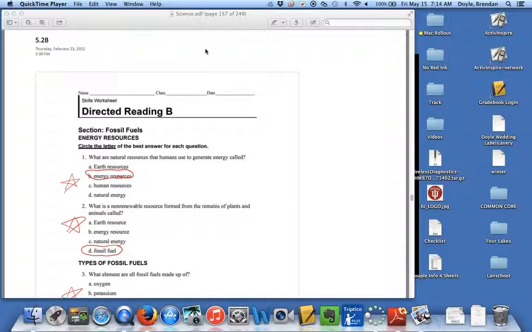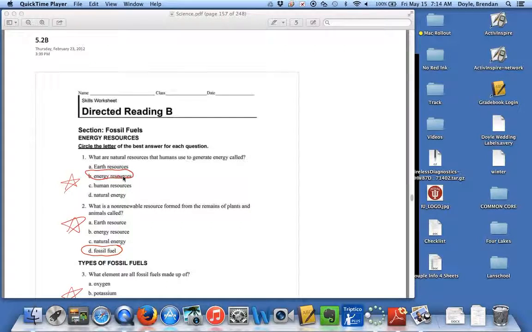Okay, here are the correct answers for directed reading B, Chapter 5, Section 2 on fossil fuels. Make sure as we go through that you put marks on each question, whether you got it right or wrong, and maybe write in some notes. If there's something I say that you feel is important, then write those down too.